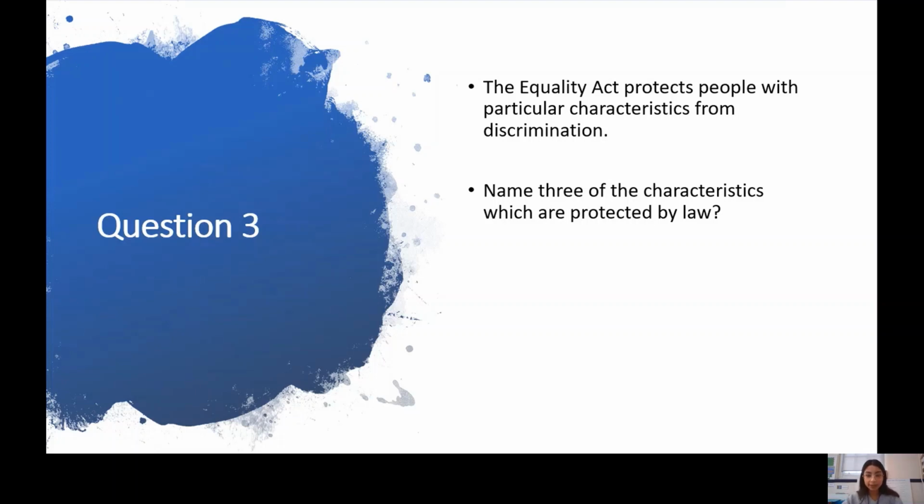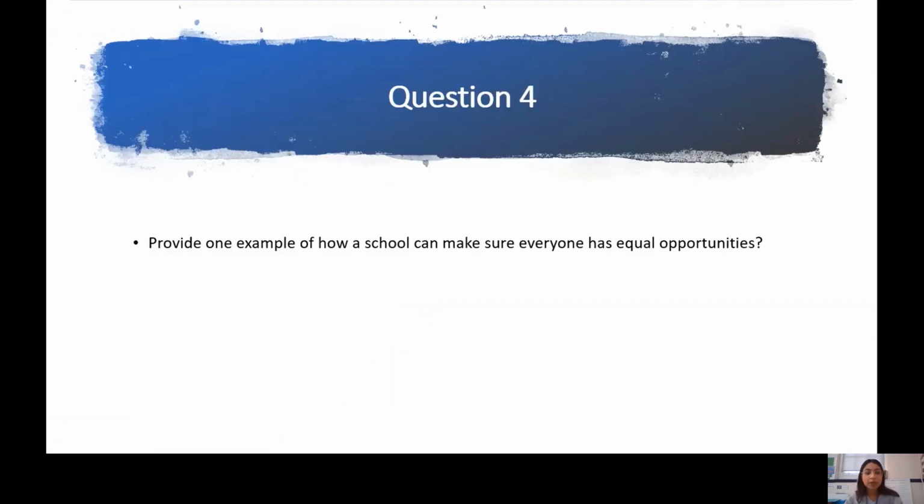Okay, we're moving on to the next question. Number 4, provide one example of how a school can make sure everyone has equal opportunities. So think about, as a school, what do we do here at Franklin to allow everyone to have an equal opportunity? For example, the use of the pitch. It's not just for the boys, the girls can use the pitch as well. That is one example of how everyone has equal opportunities.